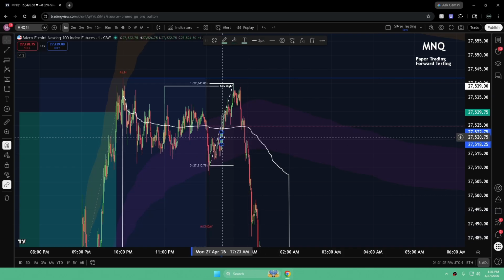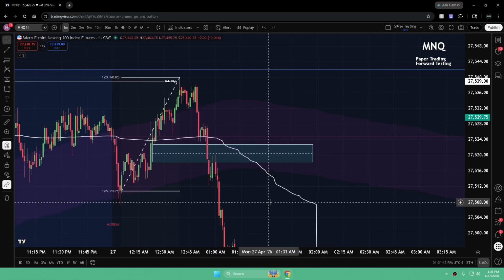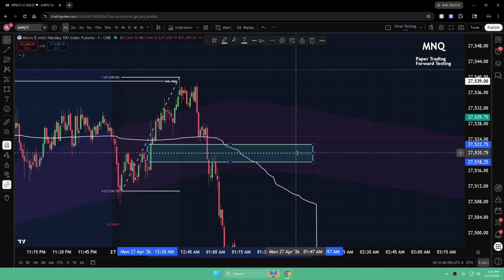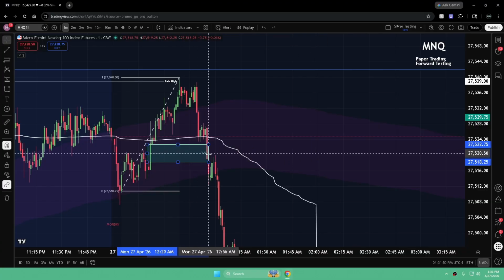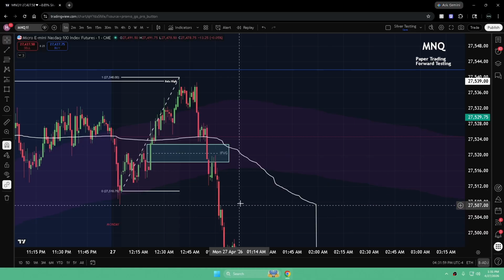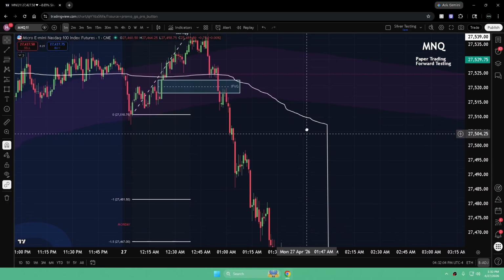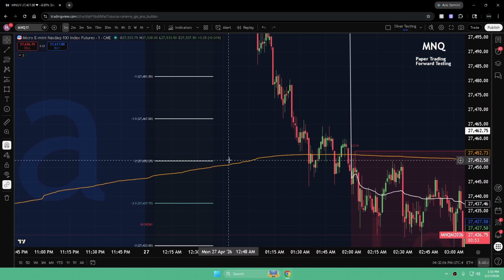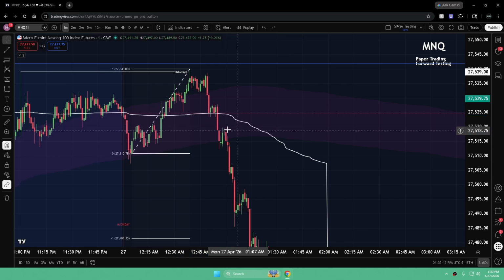an inversion fair value gap right here, IFVG. We have this fair value gap right here on the 1 minute. We blast through it and we retest it near consequent encroachment, making it an IFVG, inverse fair value gap. So you could have gotten in right here for shorts, and then aimed for -2 or -2.5. But yeah, there's that trade.